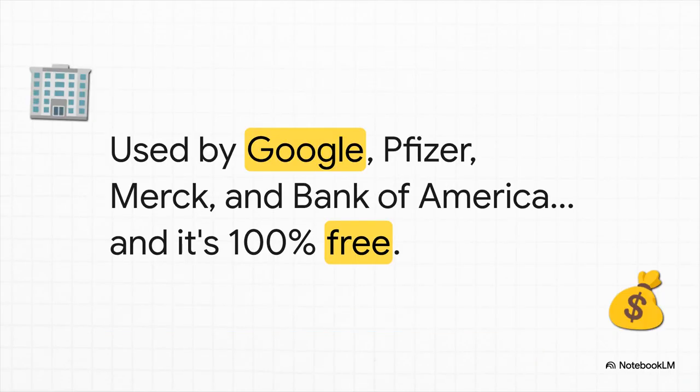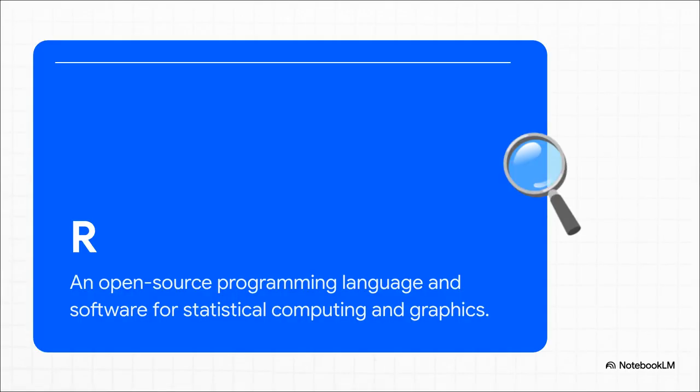So who's actually using this stuff? Well, we're talking about the absolute giants of tech, pharma, and finance. Companies like Google, Pfizer, Bank of America. You'd think a tool this powerful would cost a fortune, right? But here's the real kicker, the part that's so disruptive. It's 100% free. So what is R exactly?